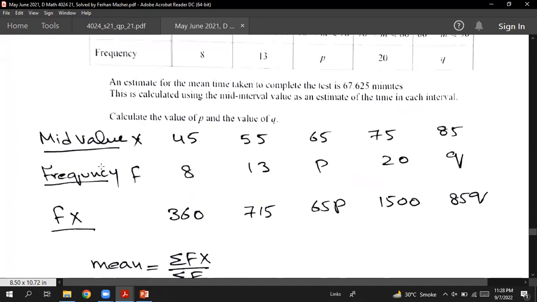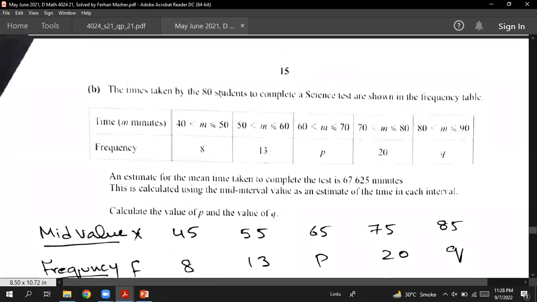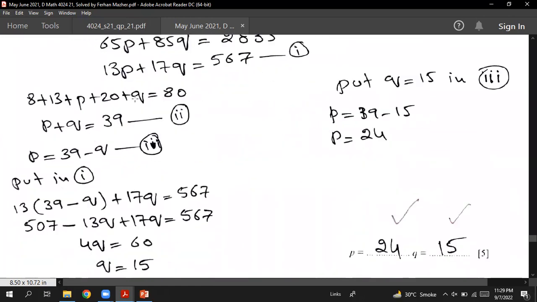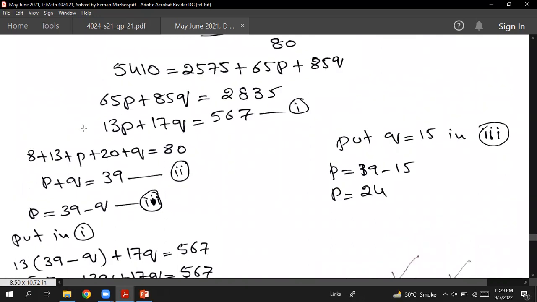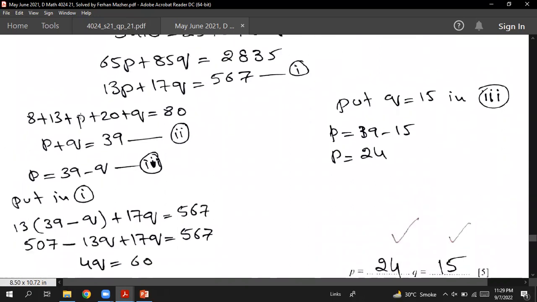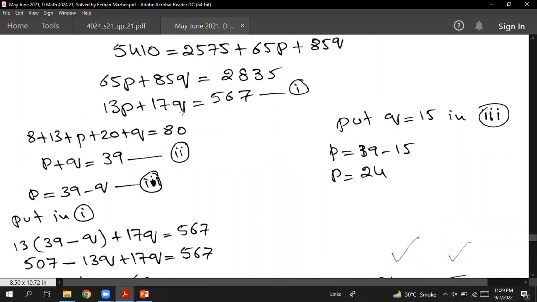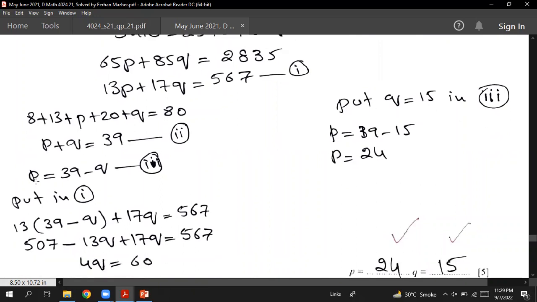And we know that the sum of the frequencies will be equal to 80 students. So 8 plus 13 plus P plus 20 plus Q will be equal to 80. So you can see I have written here 8 plus 13 plus P plus 20 plus Q is equal to 80. So P plus Q is equal to 39. So now I have these two equations. So from this equation, I can write P is equal to 39 minus Q.